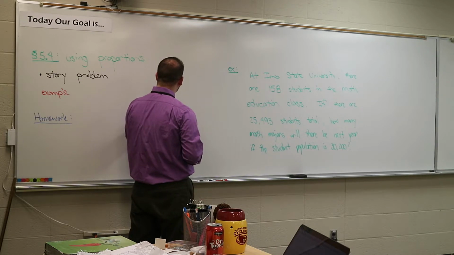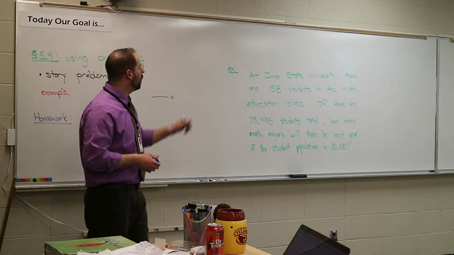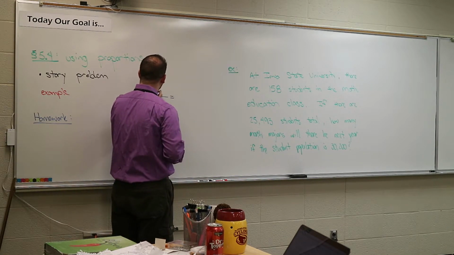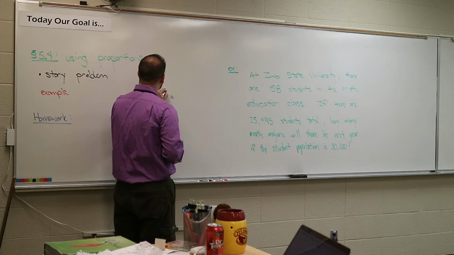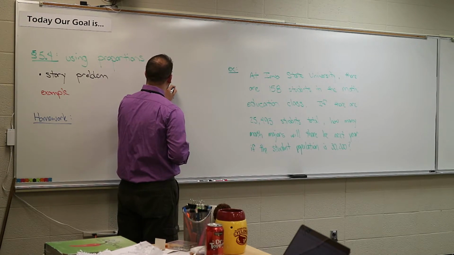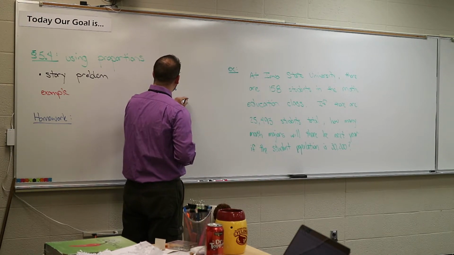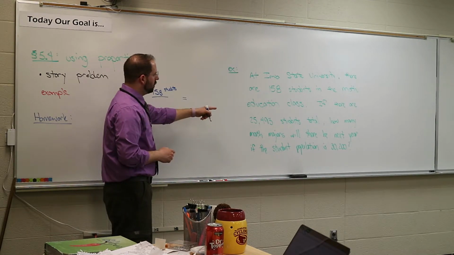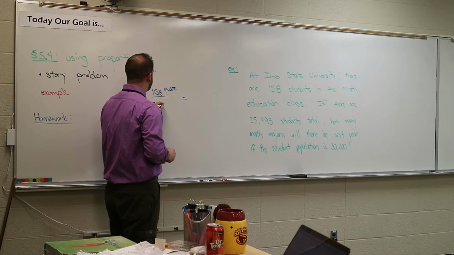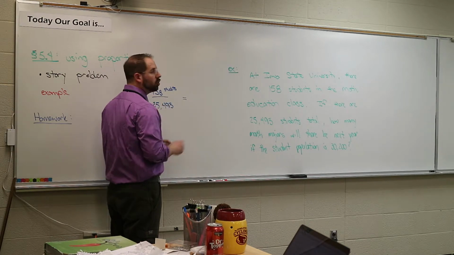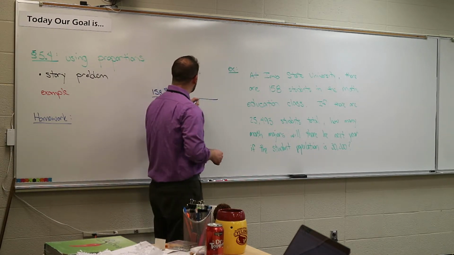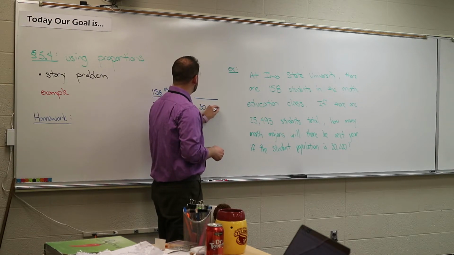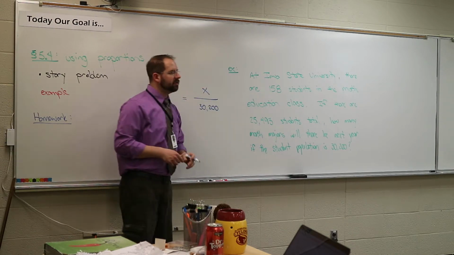On the first fraction, what number goes on the top? 158. So we're going to go 158 students. If you want to label it, students will be on the top. On the bottom, what was the total population? 25,493. That was the total population. If we go to next year, the population is 30,000. You need to figure out how many students are in the math program.